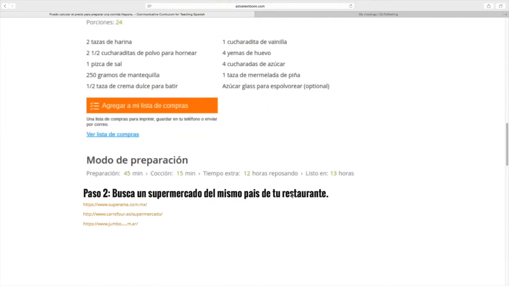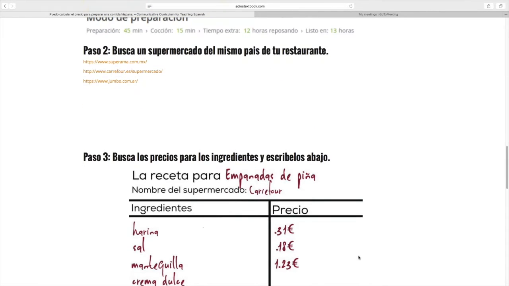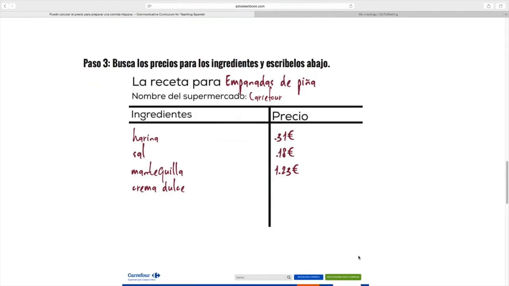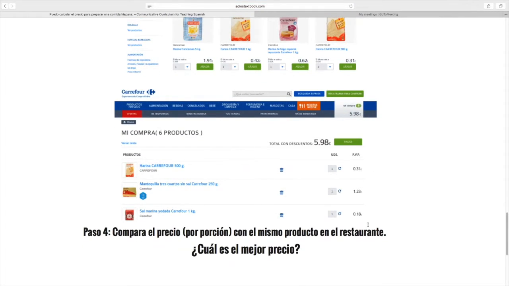So now they're going to go through the steps and they're going to find their own recipe. They're going to find a grocery store and look up the prices of all their different ingredients. Do a little bit of math where they're adding up the totals of all the ingredients and dividing it by how many portions there are and figuring out the best price.